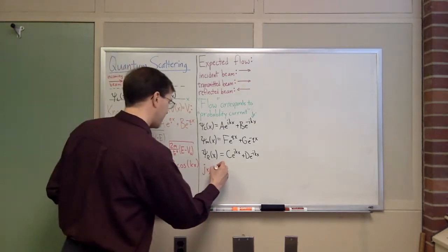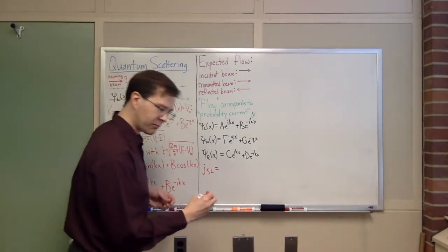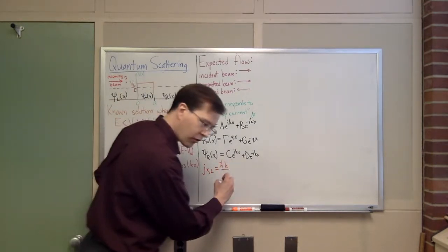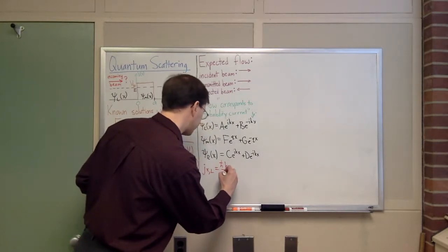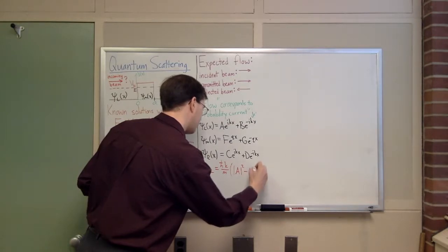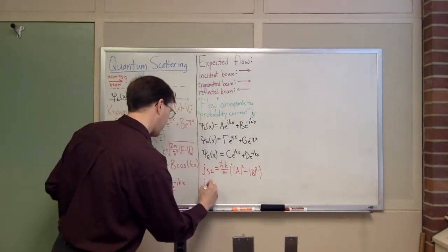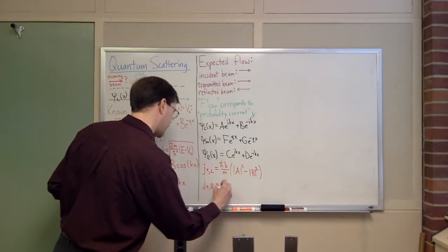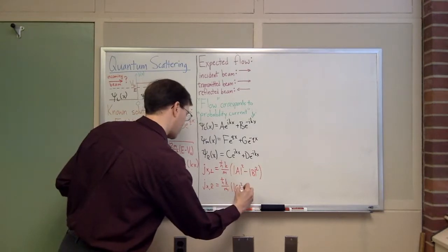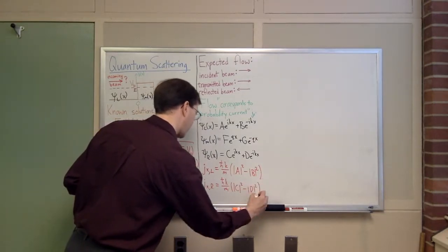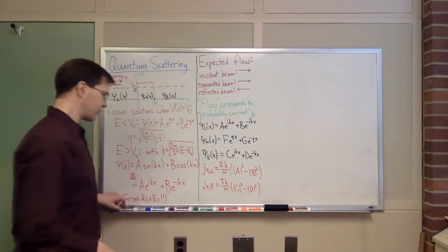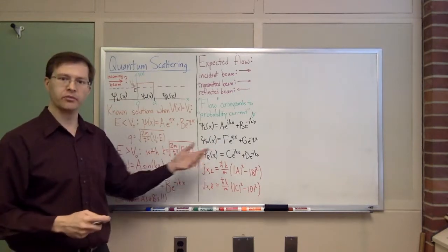If you work that out, if I write it down precisely, it's going to be h bar k over m times a squared minus b squared. And the probability current Jx for the right region is going to be h bar k over m times c squared minus d squared. What this means is it's telling you something about how current is flowing through this situation, how particles are flowing through this situation.